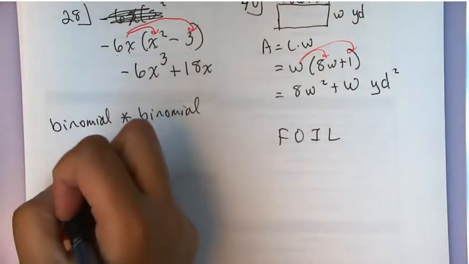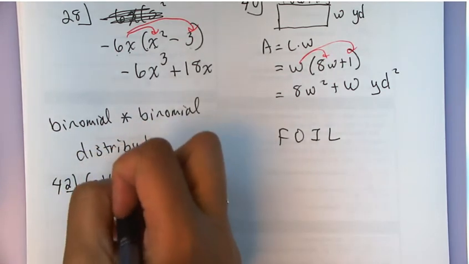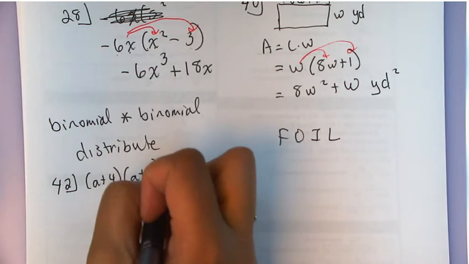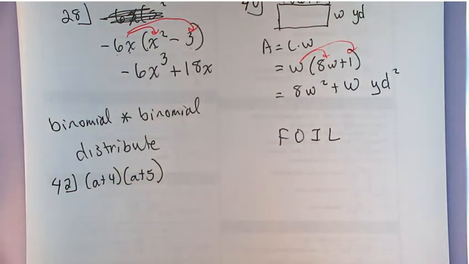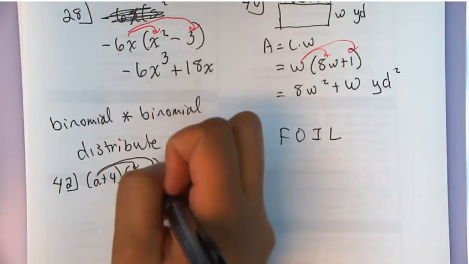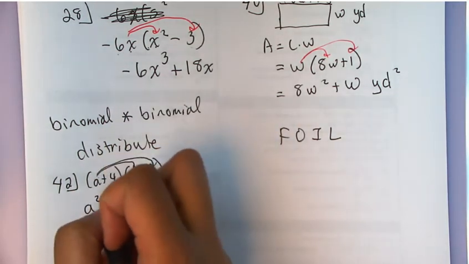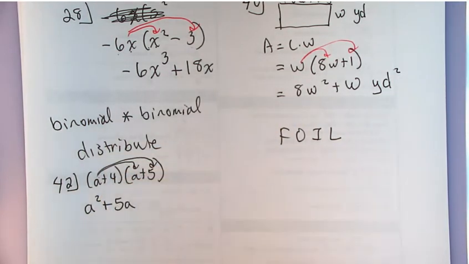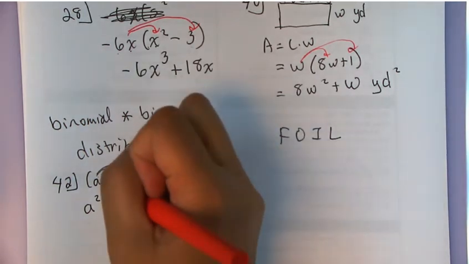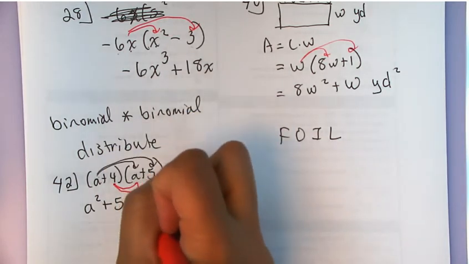And I've got a plus 4 times a plus 5. Remember, binomial times a binomial is 2 terms times a 2 term. So when I distribute, essentially a has to go to this and a has to go to that. So that means a times a is a squared and a times 5 is 5a. Then 4 goes to a and then 4 goes to 5. So I end up with plus 4a plus 20.